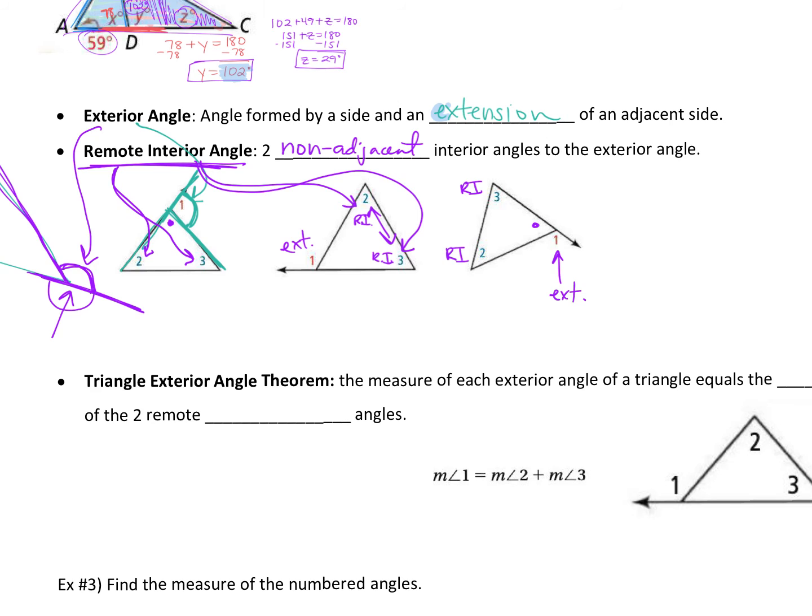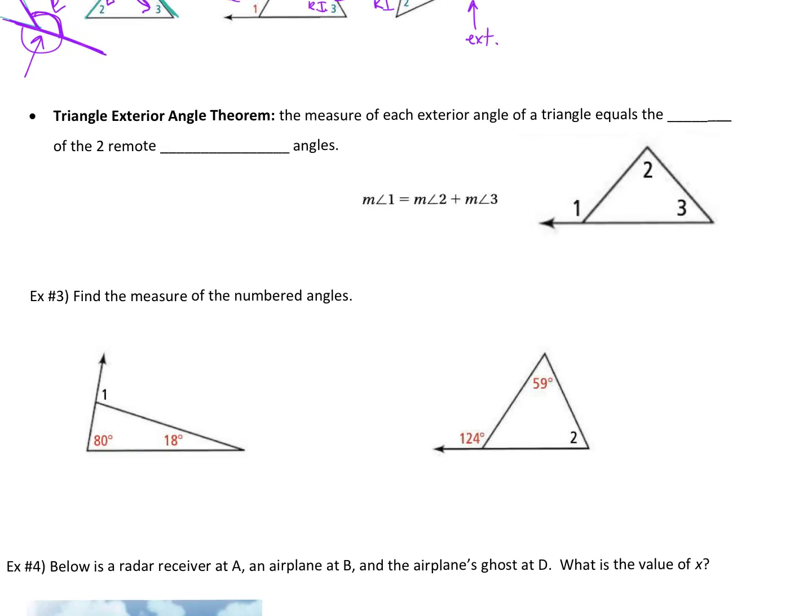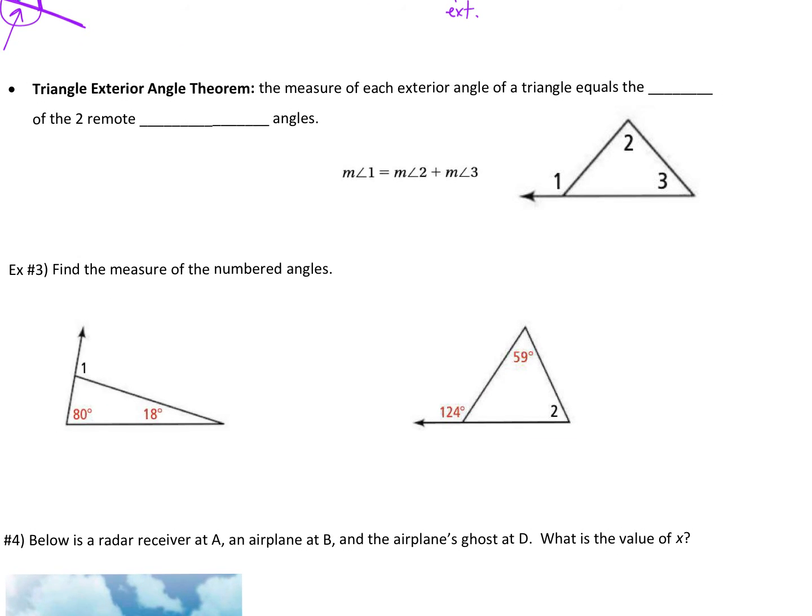Okay, here's the thing. I'm going to tell you about a theorem. You don't ever have to use this theorem. There are ways around this theorem that you can always find the right answer. But I'm going to tell you about it. If you want to use it, go right ahead. This is the triangle exterior angle theorem, and it says this: the measure of each exterior angle of a triangle equals the sum, meaning you're adding things together, right, of the two remote interior angles.